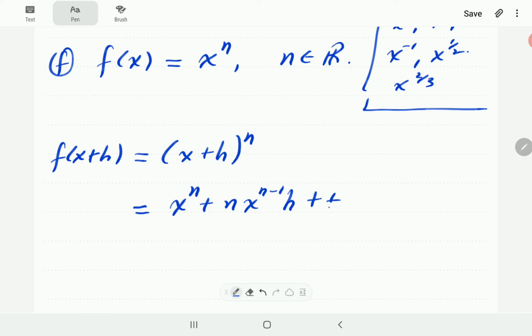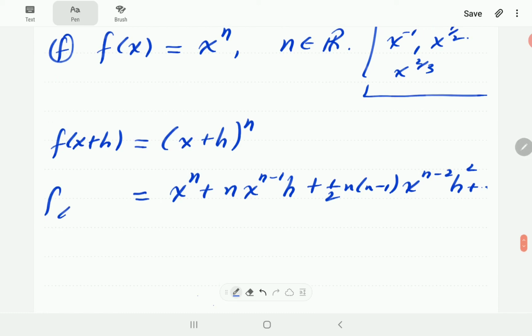Then for the next one, we're going to have 1/2 n into n minus 1. This is now going to be x to the power n minus 2 h squared. And then there are going to be many other terms. All right, so that is f of x plus h.